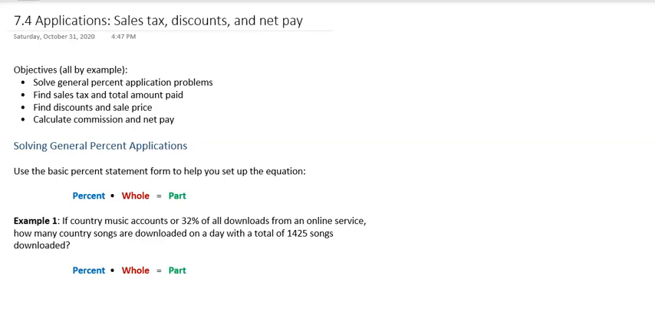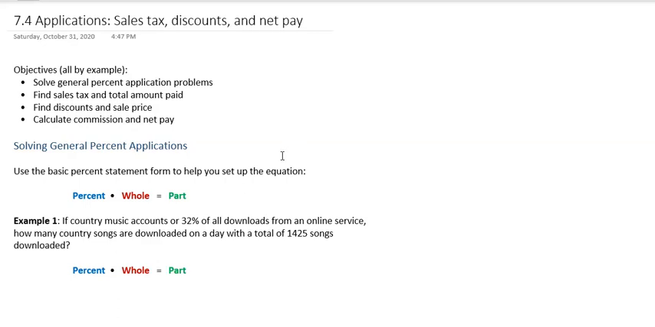So today I'm starting 7.4, the applications of percent that apply to sales tax, discounts, and net pay. This section and the next two sections are all very applicable to your life, and I highly recommend listening to all the videos. So today we're going to start with general percent application problems, and this is going to apply to all of the percent problems we do for the next three sections. It's very simple and straightforward.